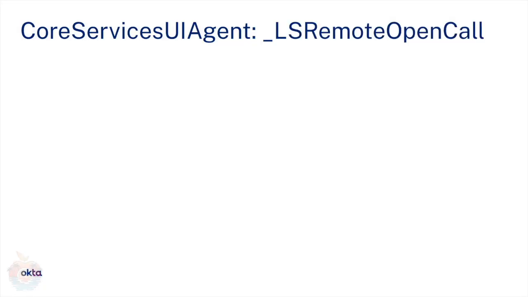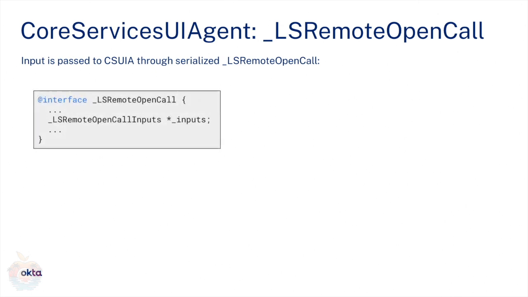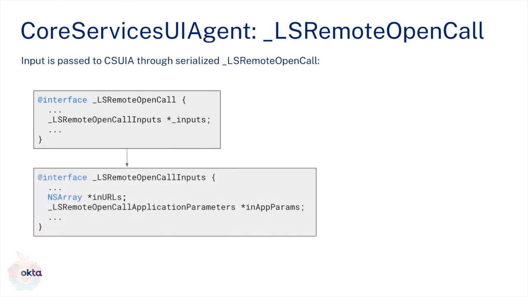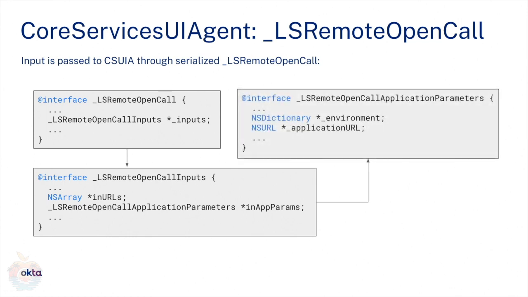OK, so let's take a closer look at the input provided. It's a serialized LSRemoteOpenCall structure. I've picked apart the relevant bits here. You can see it has an IVAR called inputs. Inputs looks like this. It takes an NSArray of URLs to open, as well as in-app params. In-app params has the following structure. There's an NSDictionary called environment. Hint, hint, wink, wink. This is connected to the title of the presentation, and an NSURL called application URL.